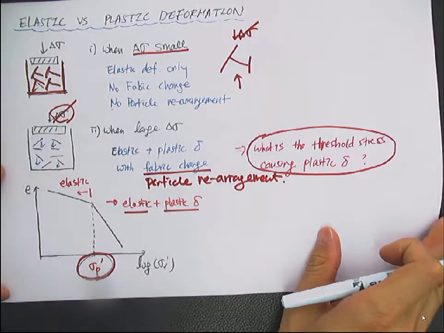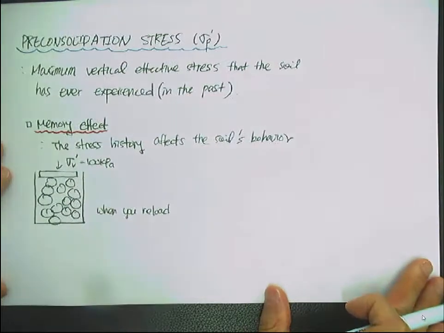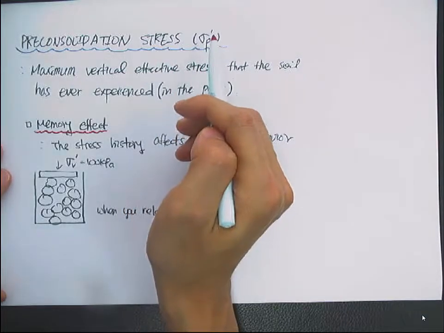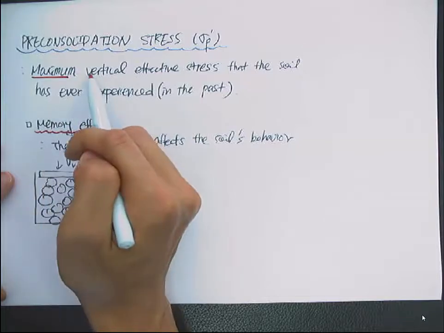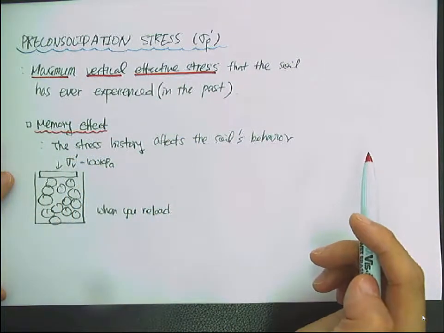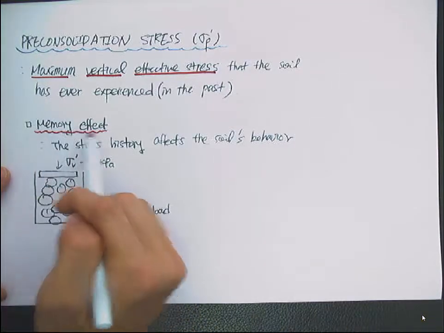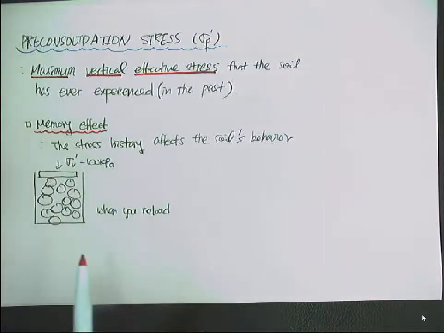So let's talk about sigma p prime. The pre-consolidation stress, sigma p prime, is defined as the maximum vertical effective stress that the soil has ever experienced in the past. Because the soil has a memory effect, stress history affects the soil's behavior.